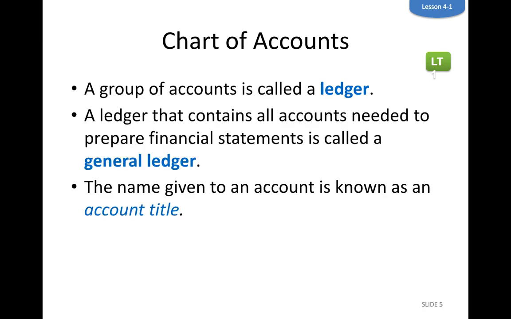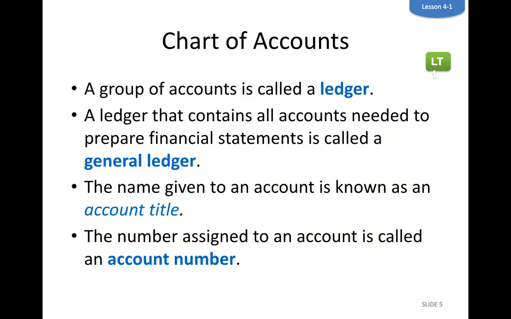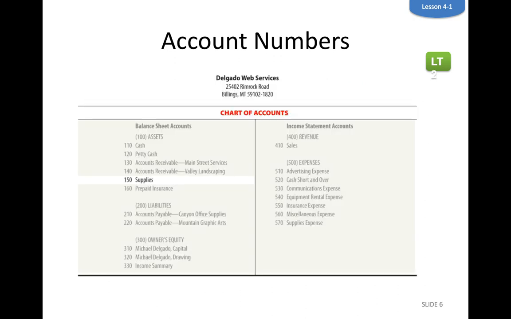So some other vocab for this chapter, dealing with this chart of accounts. A group of accounts is called a ledger that contains all accounts needed to prepare financial statements. Those balance sheets and those income statements are financial statements. All of those accounts together are called the general ledger. The name given to an account is known as an account title that you should be familiar with. We've worked with that when we were doing our journal entries. And then the number assigned to the account is called the account number, what I was just talking about with the 100s and 200s and 300s and so forth.